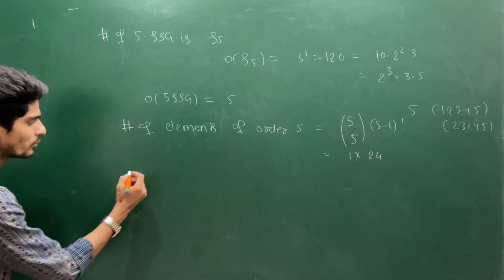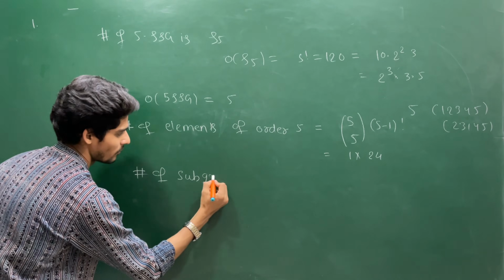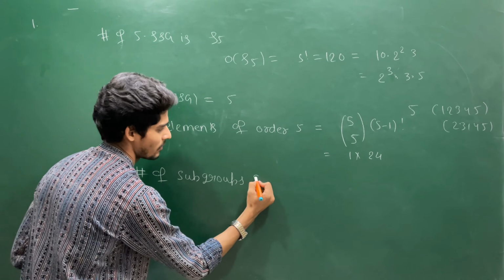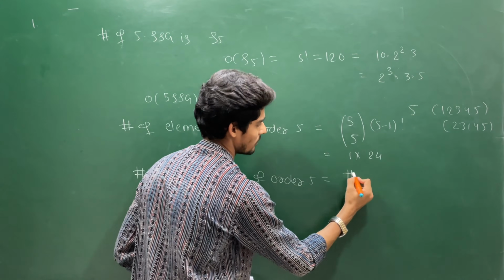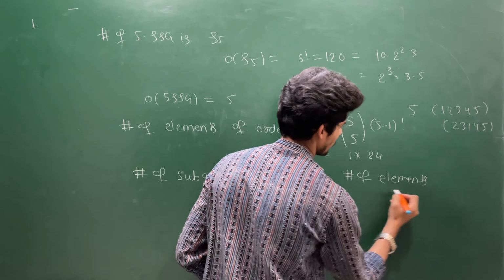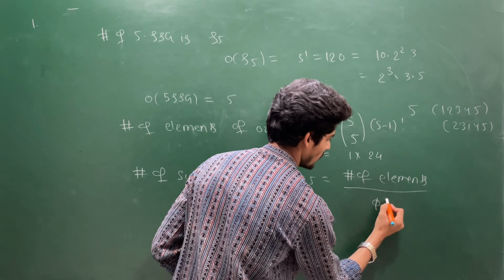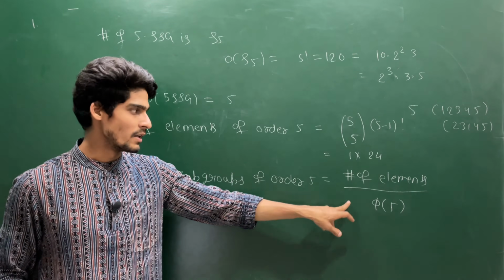And now the number of subgroups of order 5 will be the number of elements divided by phi of 5. So I am using the basic group theory that you all know.